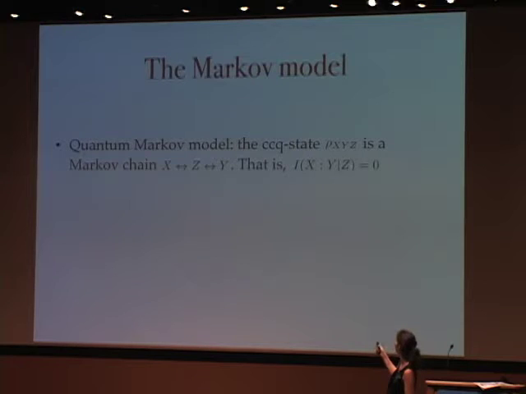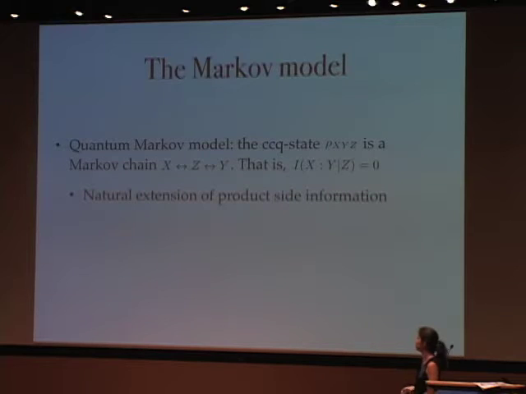So we call this model the Markov model. The model is all the states that fulfill this definition, and this definition is equivalent to saying that we have a Markov chain between x, z, and y. So this is why we call it the Markov model. This is a natural extension of product side information, the work by Kasher and Kempe. So if you have product side information, then it trivially fulfills this definition.